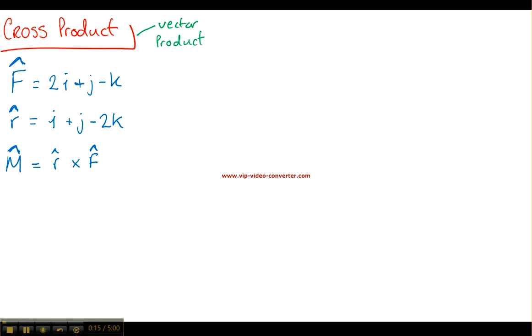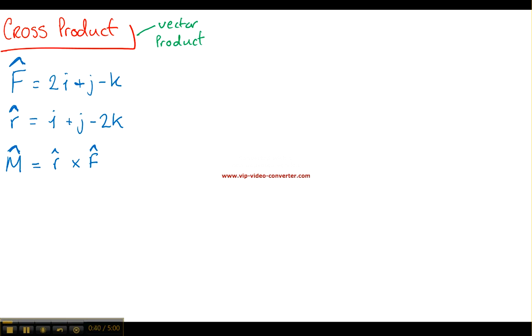Now we noticed in our last video when we started talking about vectors and we introduced the idea of the dot product or the scalar product, that's because we get a scalar answer. We just get a magnitude as an answer, just a number. Whereas here with the cross product or the vector product, we are going to get a vector as an answer. So we're going to get it in terms of an i, j and k coordinate.